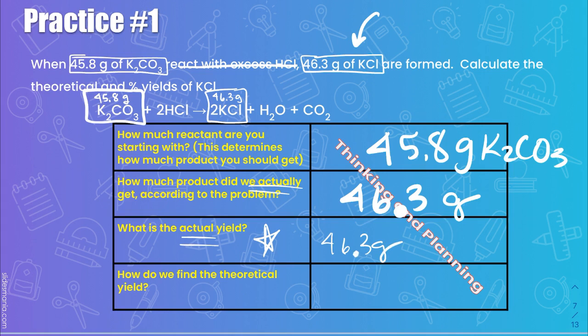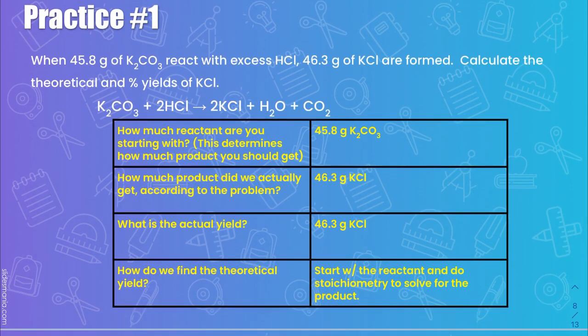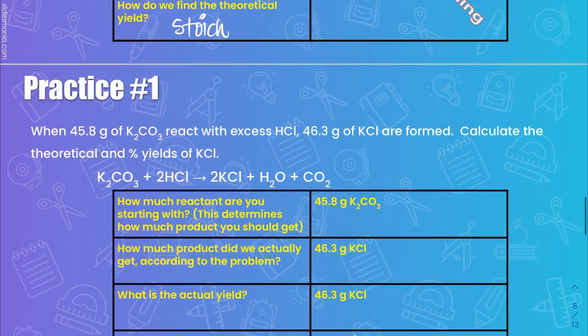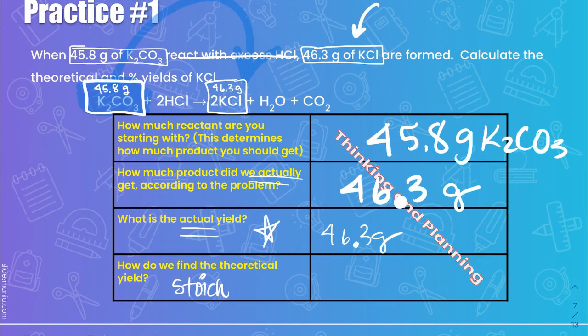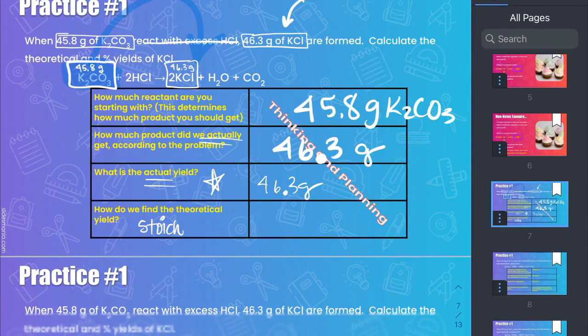And then finally, how do we find the theoretical yield? Well, we find that using stoichiometry. We use stoichiometry starting from the reactant that we're given, which is the K2CO3, and converting it to the product that we're going to compare it to. So we need to do that stoichiometry piece. Here's a summary of what we wrote. Now let's actually solve this problem, and I need to add a page to show the work.